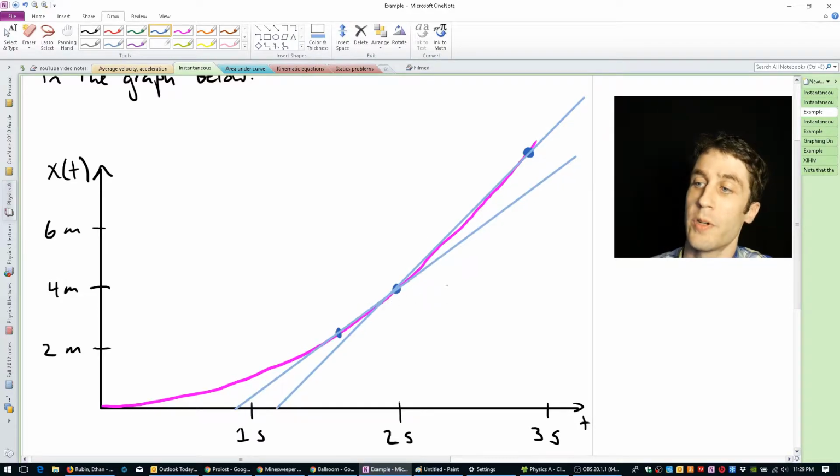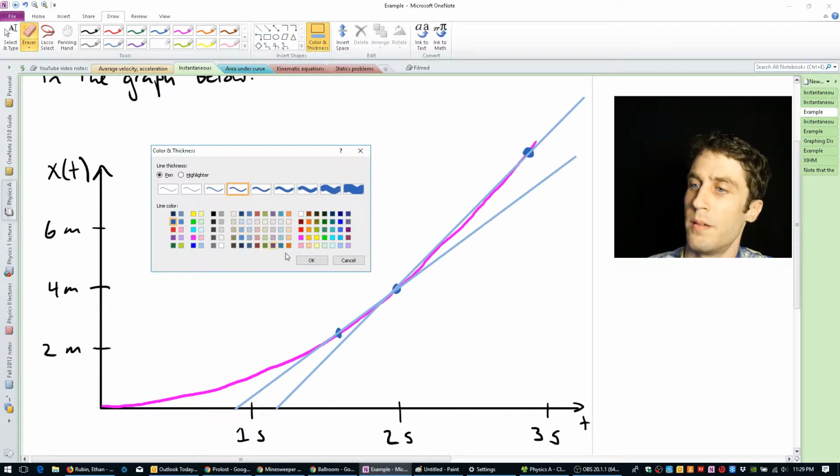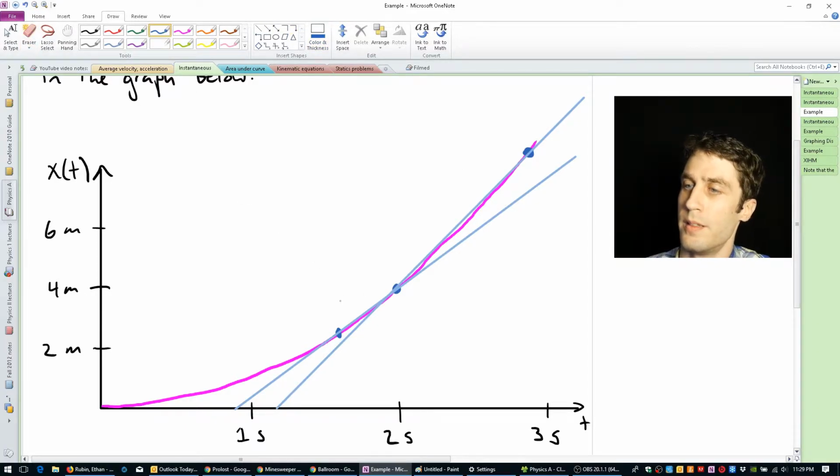Okay, so these are both secant lines. They're both approximations to the instantaneous velocity. This line's a little bit low. This line's a little bit high. We're looking for one that just touches the curve at a single point. That's the tangent line. Well, I'll keep those up for now. Okay, so we draw that tangent line. I happen to know how I want to draw it.